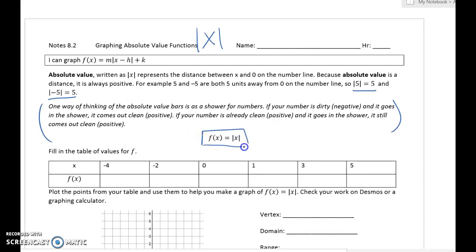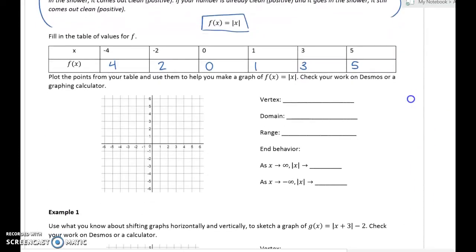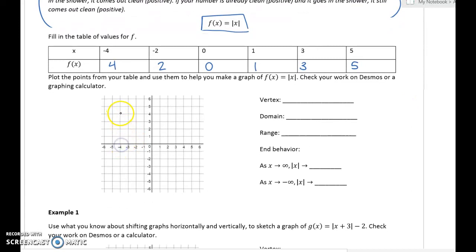So as far as this parent function, f of x equals absolute value of x, if we fill in the table, absolute value of -4 is 4, because it's 4 away from 0. Absolute value of -2, 2. 0 is 0, because if it's no distance, it's no distance. There's not a positive or negative issue there. 1 is 1, 3 is 3, 5 is 5. Now if we plot this here, -4, 4, -2, 2, 0, 0, 1, 1, 3, 3, 5, 5.